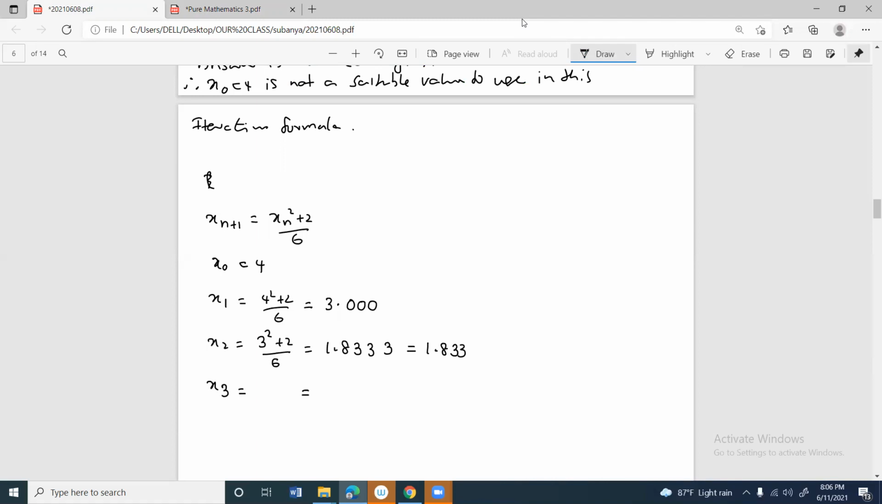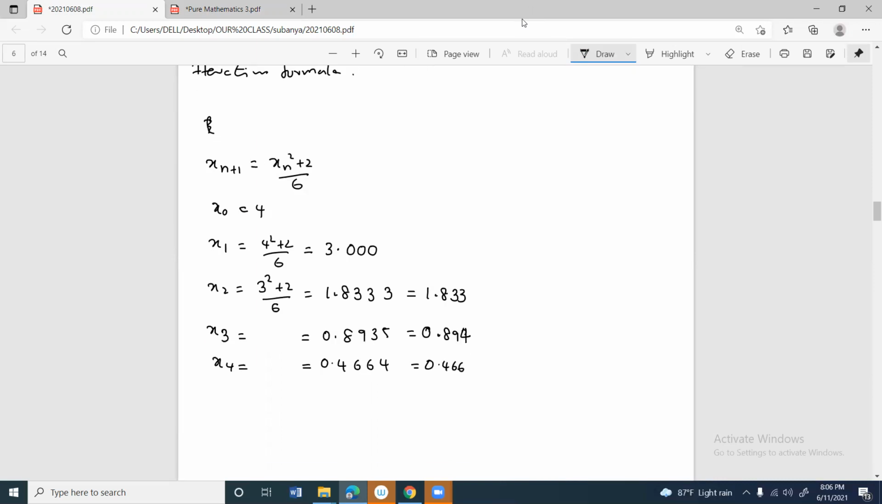x_3, if you replace with that, the answer is 0.8935, so correct to 3 decimal points the answer is 0.899. None of these answers are similar to each other. x_4 is 0.4664. The answer is 0.466. Right.